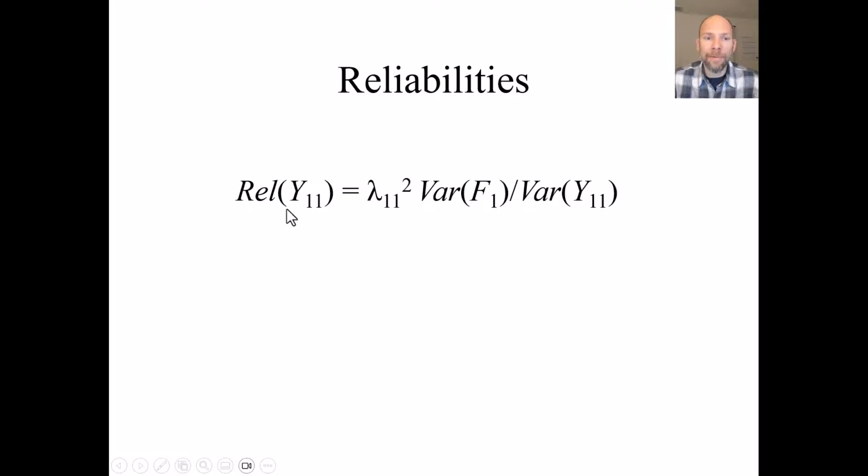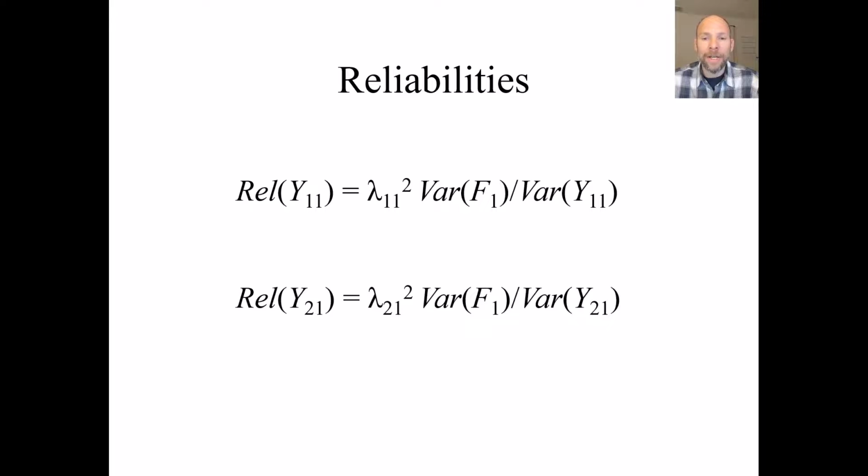For example, if reliability y11 came out to equal 0.8, this would mean that 80% of the observed variance in y11 is true score variance and only 20% of the variance are error variance. So this reliability coefficient can be interpreted in line with classical test theory. It ranges between 0 and 1, where 0 indicates complete unreliability and 1 indicates perfect reliability. And then for the second variable, we obtain a similar equation but with a different loading squared and a different variance component in the denominator.